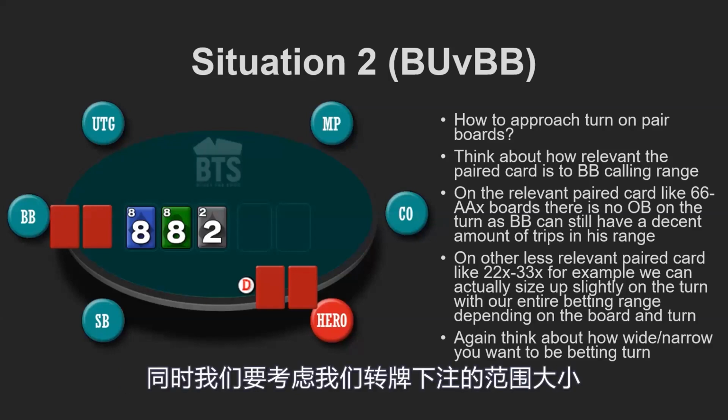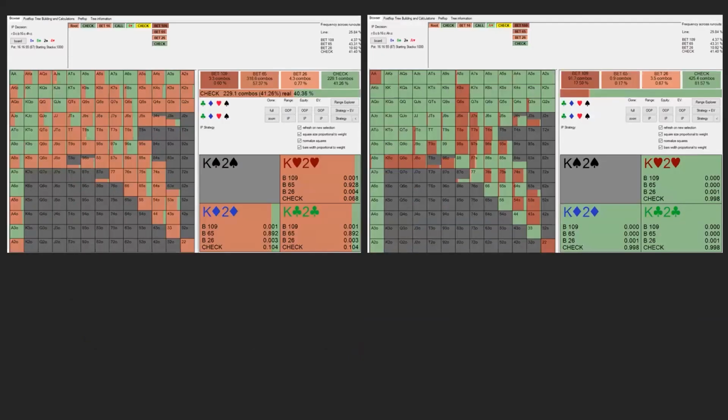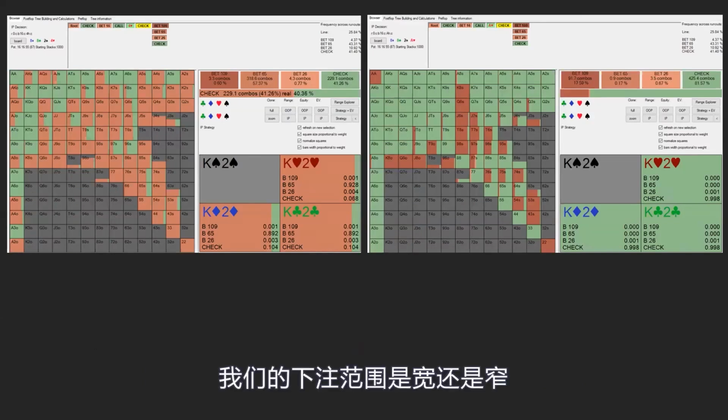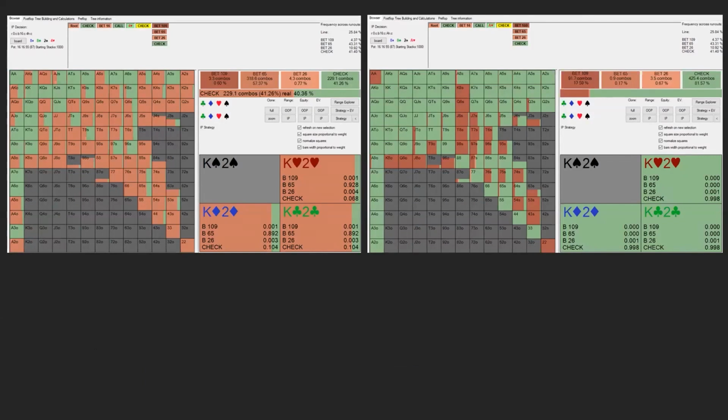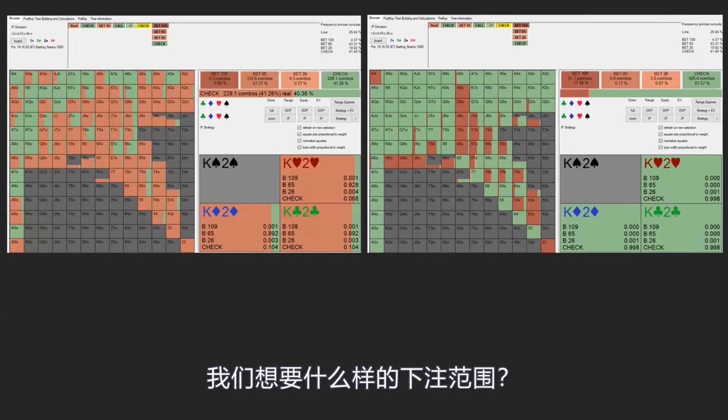Again, we have to think about how wide or narrow we want to be betting the turn. So again, on the left, we can see that on the 4 of hearts, do we want to be betting wide? It's a bit like we just talked about. How wide do I want to be betting here?